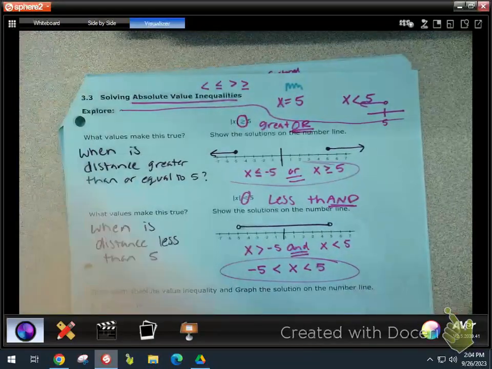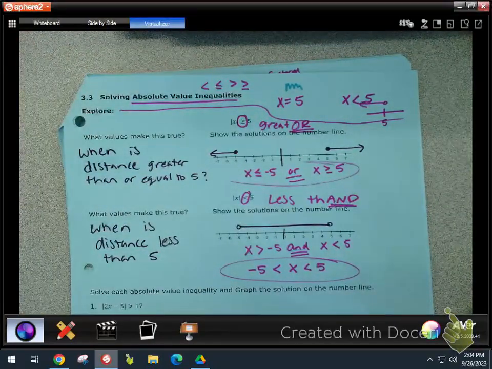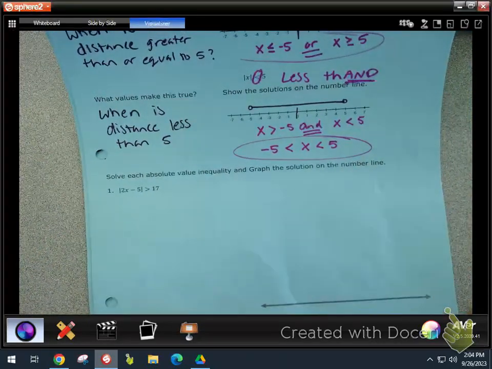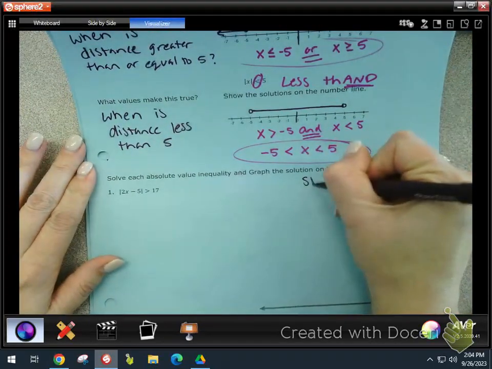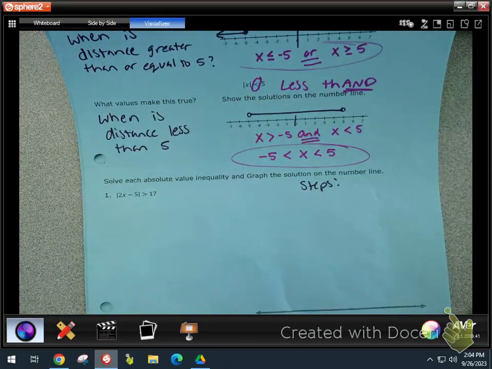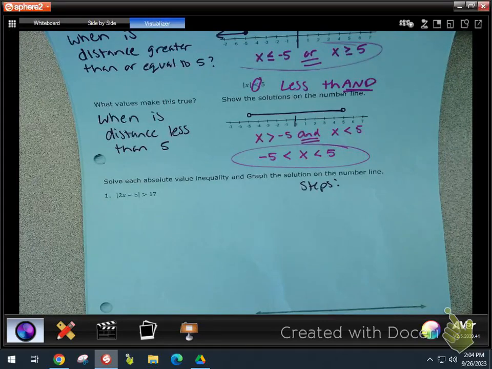Okay, so let's go to number 1. These are very similar steps to solving these. I'm gonna write some steps over here in this space. Again, we're gonna skip some of these, but here's our steps. They're very similar to how you dealt with the equations, but there are a couple things you have to be careful about with inequalities. Number 1 is we always have to get that absolute value isolated. That is not changing.